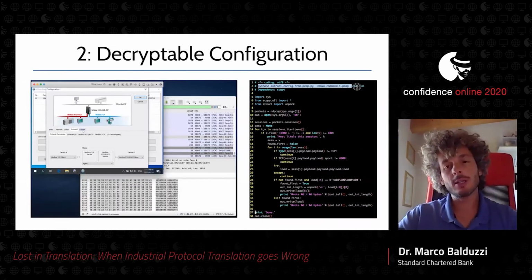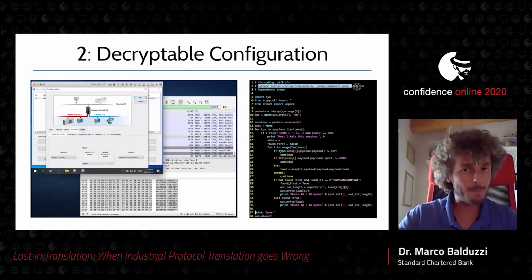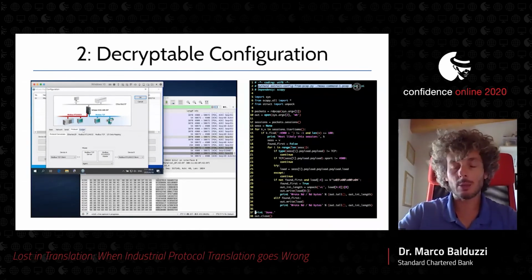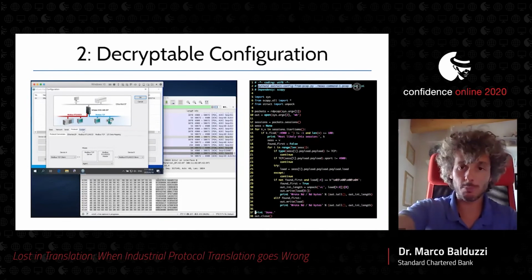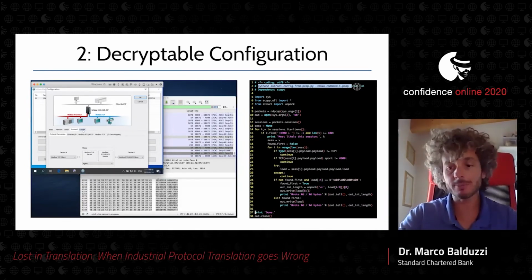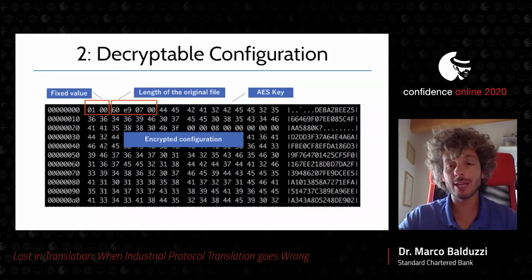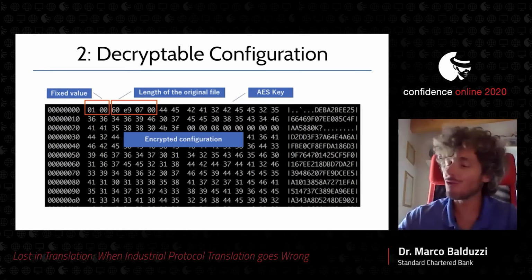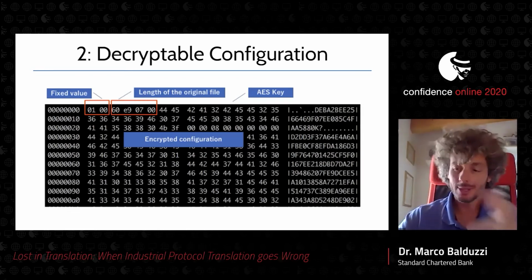So the second is the fact that the configuration that you can dump from the device is decryptable. Why is it decryptable? Because here in Python, you can extract the configuration from the traffic. Then you can see that the AES key that is used is embedded as part of the configuration. It's super lame.